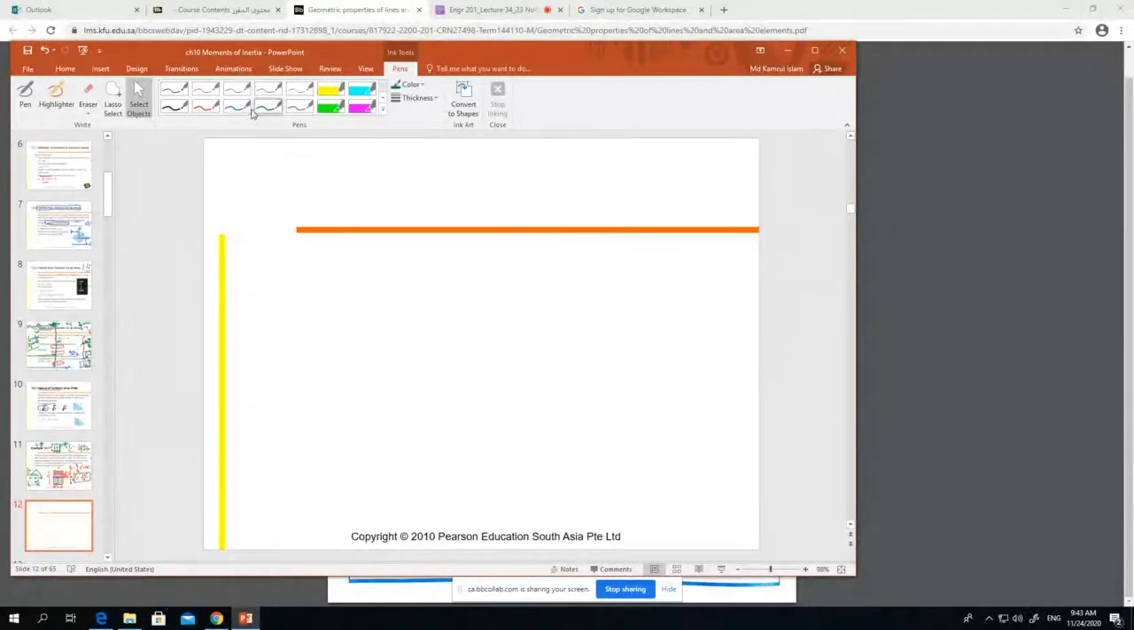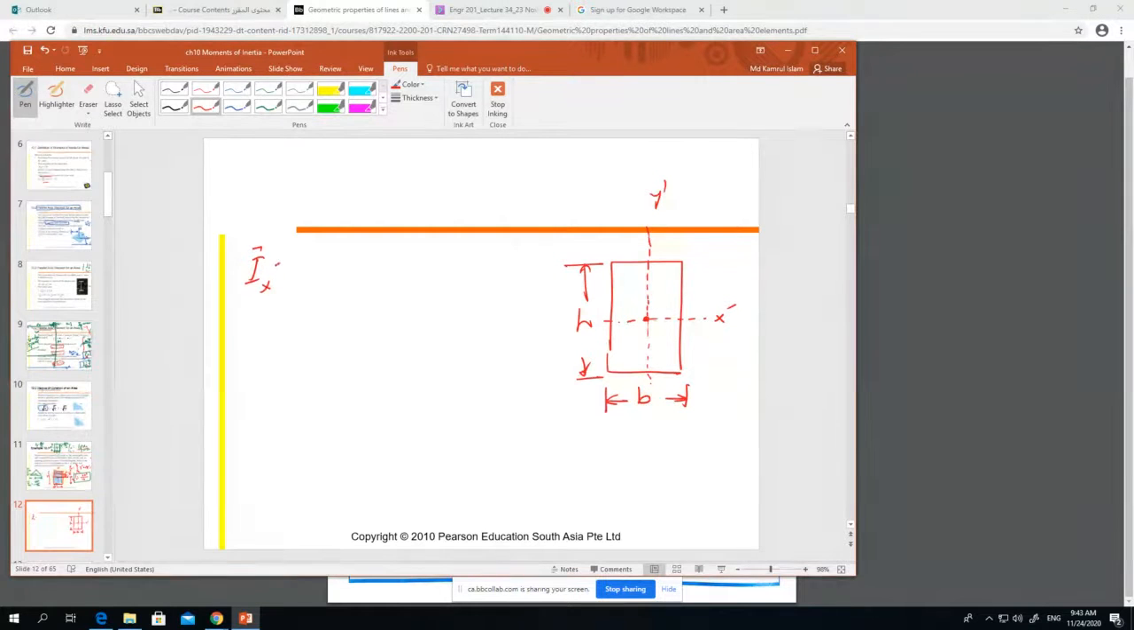What we learned already: if this is a rectangle, and the rectangle width is B and height is H, and the center is somewhere here, and the centroidal axis is X prime and this is Y prime, then Ix bar equals B H cube by 12, and Iy bar equals B cube H divided by 12. That we already learned.